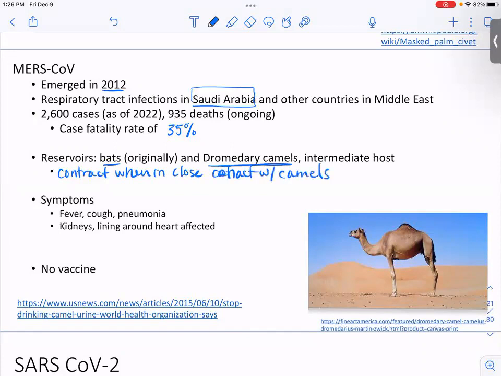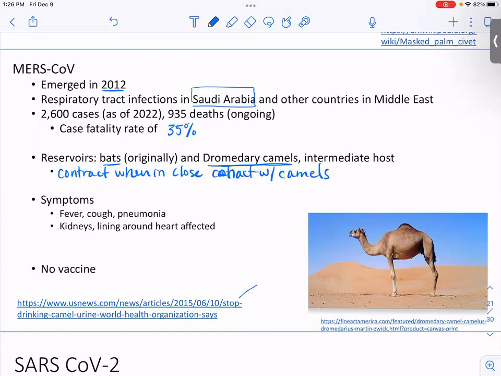Okay, so what do we do? Anybody that is around camels a lot has to wear personal protective equipment. They pass laws to keep track of where camels are moving. They pass laws about drinking unpasteurized camel milk, and they pass laws about drinking camel urine. Apparently that's a thing, and a cultural thing.